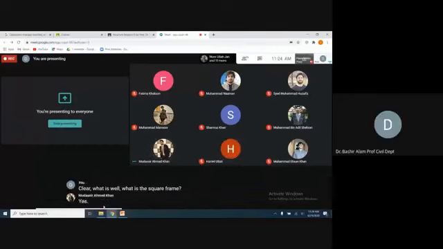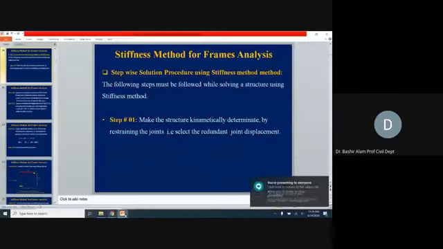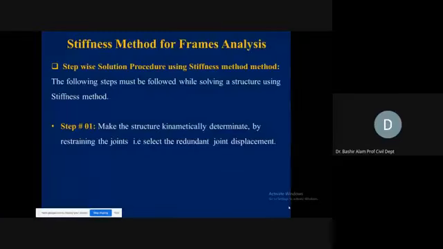Yes, sir. Okay, so let's now proceed with these steps. So, the stepwise solution procedure using the stiffness method. Now, the following steps must be followed. Remember, it is exactly the same steps which we used in the case of the beam, so you should not have any difficulty in understanding these steps now.